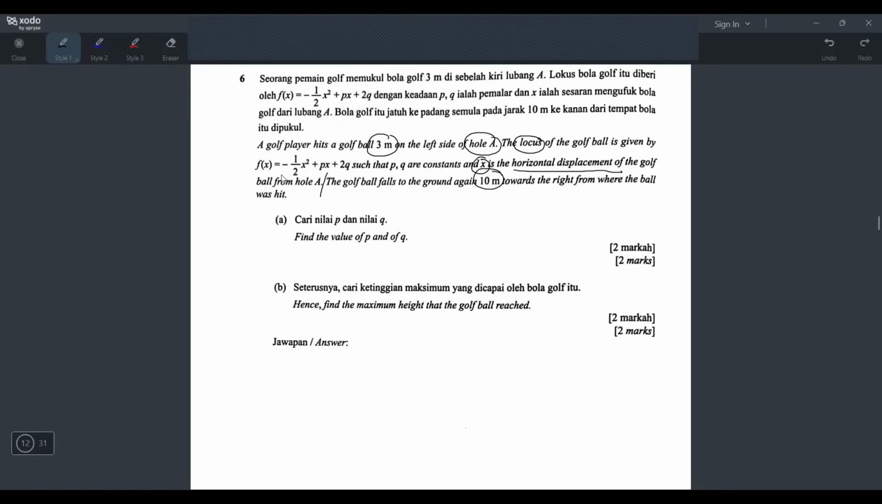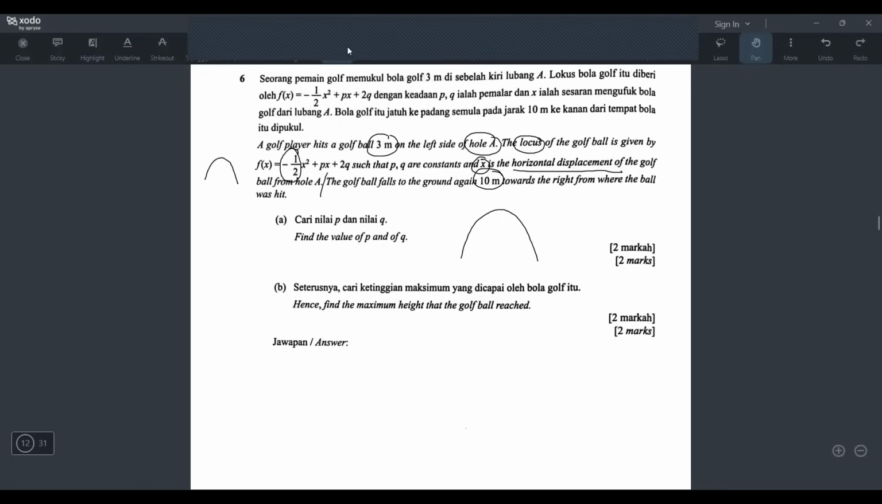So first of all, we all know that in the graph equation, the A is negative, right? So definitely the movement of the golf ball is like this, right? Because when the A is negative, it will look like an N-shaped curve, right? Because the A is negative, okay? And then they say the ball is at 3 meters on the left side of hole A. So what I'm going to do now is draw an N-shaped curve like this, right?